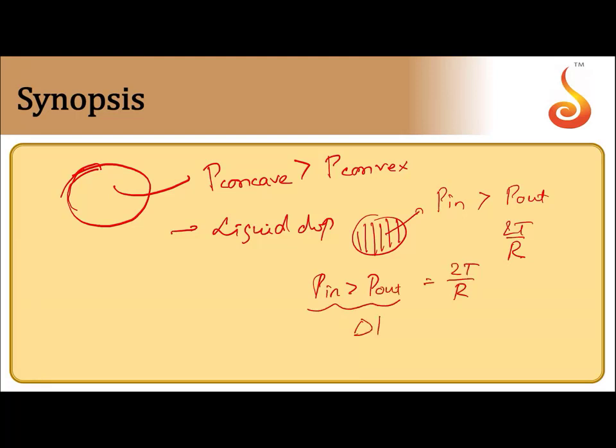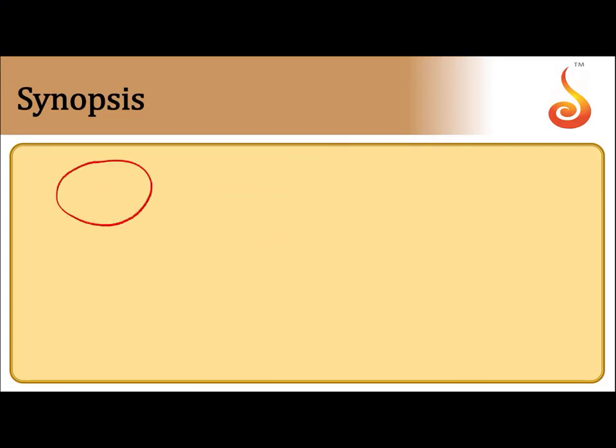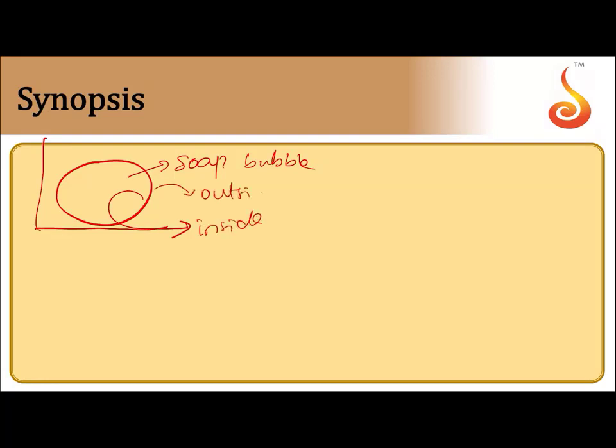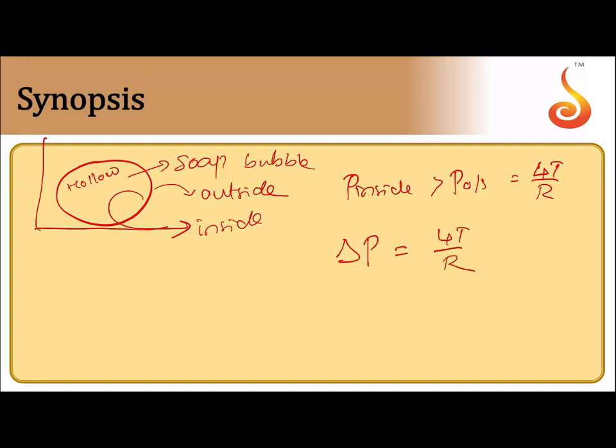That means pressure inside is greater than pressure outside by a value 2T by R. This difference is what is called excess pressure, and excess pressure for such a case is given by 2T divided by R. Suppose I consider a soap bubble. This soap bubble has two surfaces, inside and outside. It is hollow, remember. This time the pressure inside is greater than the pressure outside by a value 4T divided by R, or the excess pressure is equal to 4T divided by R.